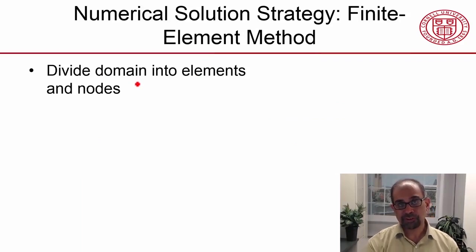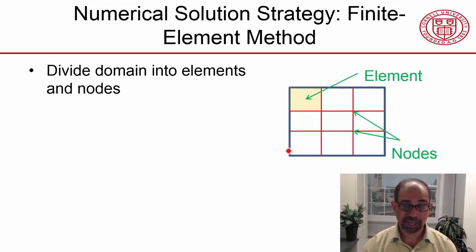So we have to divide the domain into elements and nodes. We have a rectangular domain here, and we divide it into 9 little chunks. Each little chunk is called an element. Here I've highlighted one element, and the corners I would call the nodes. So I'll say these are the nodes.